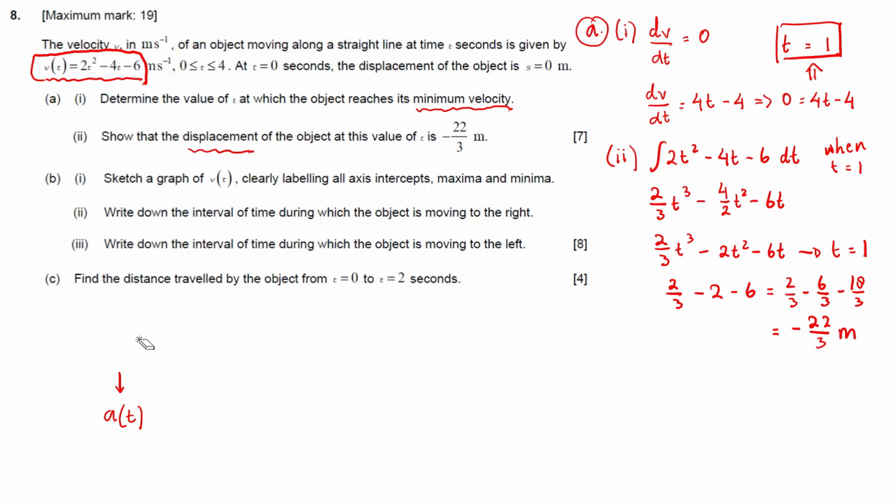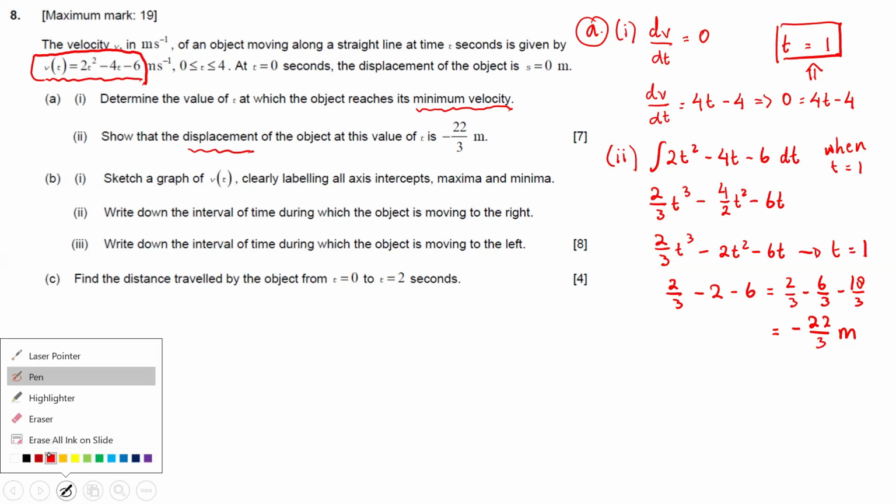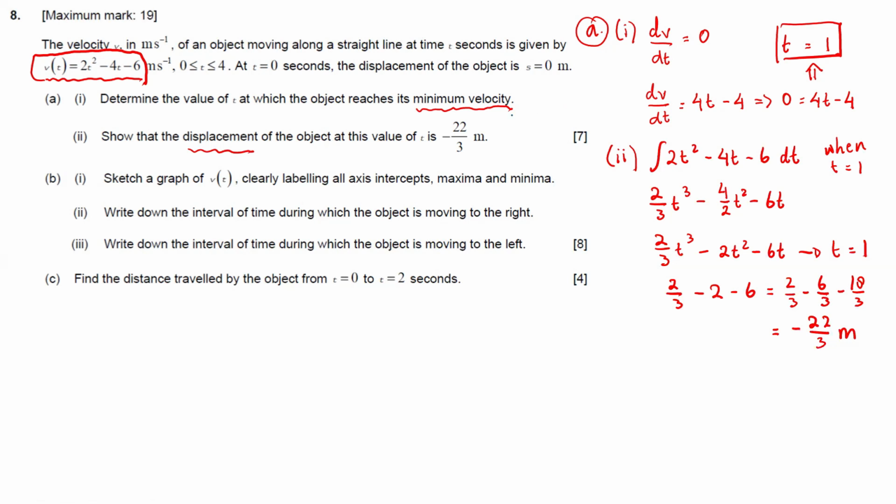Next question, sketch a graph of v(t), clearly labeling all x-intercepts, maxima, and minima. Now, let's work with this one here. First thing first, we already have the minimum velocity at t equals 1, so we have to consider that one there. Question D part I. So the minimum is when t equals 1. You can find the v as well if you want.